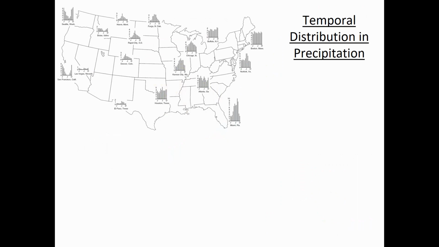Temporal distribution is saying, let's look at how the amounts vary over time. So this is a seasonal temporal distribution map. And what this shows is that there's a different pattern of when the rainy season is in Miami, for example, where the rainy season peaks in October, compared to other locations like Montana, where the rainy season peaks in June. The reason for that is the types of storms that occur.